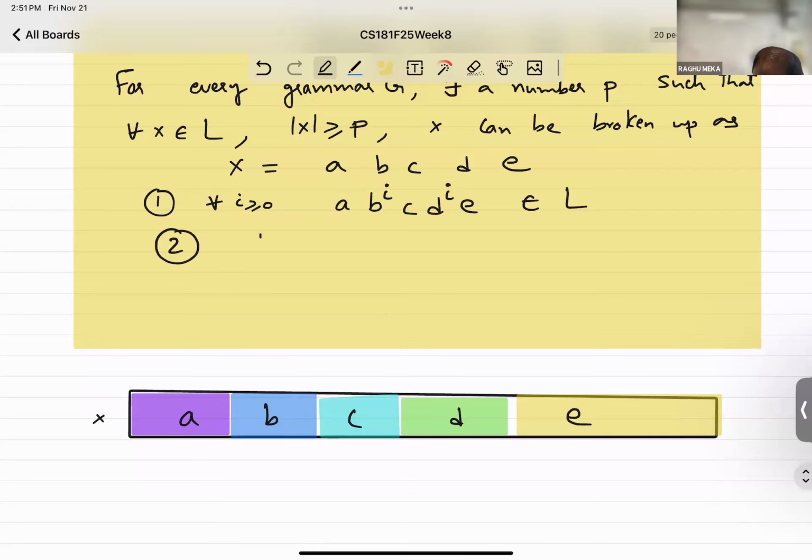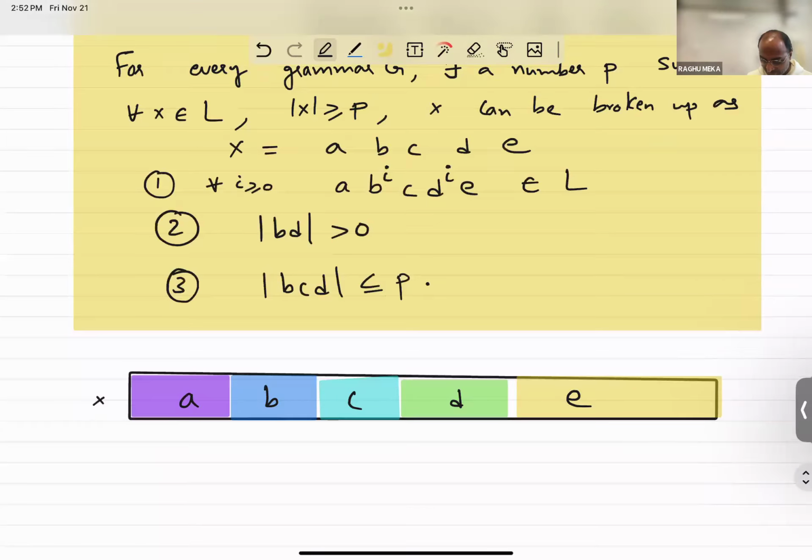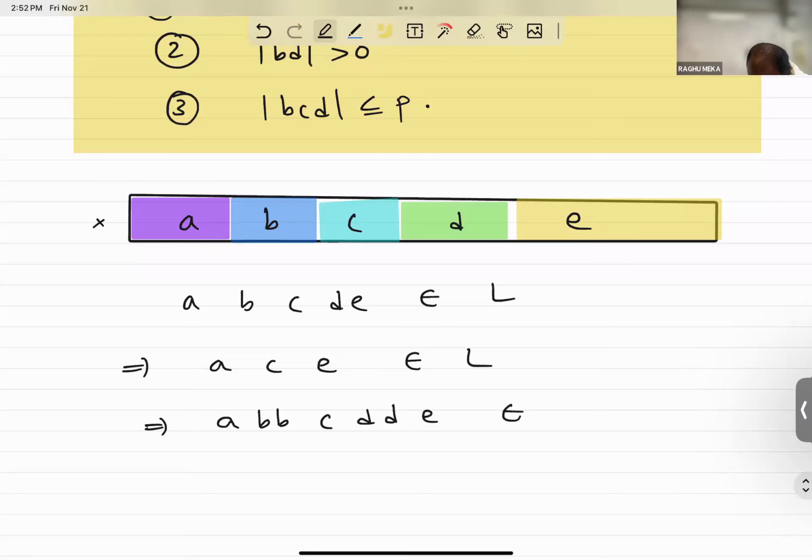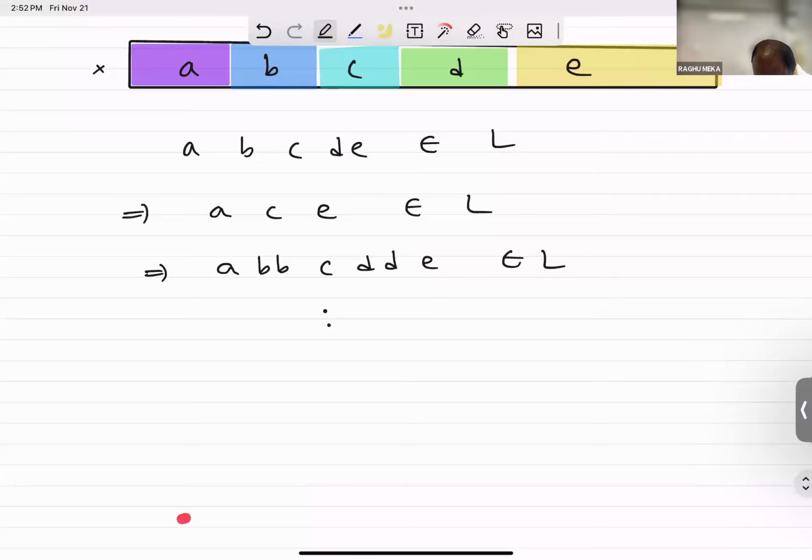And the other rules are very similar. The length of B and D put together is non-zero, meaning whatever you're repeating is non-trivial. I'm creating new strings by this repetition. And we also have the final helpful piece, which is that the size of BCD is less than or equal to P. So meaning I must have A, B, C, D, E belongs to the language implies A, C, E belongs to the language implies A, B, B, C, D, D, E belongs to the language, and so on.